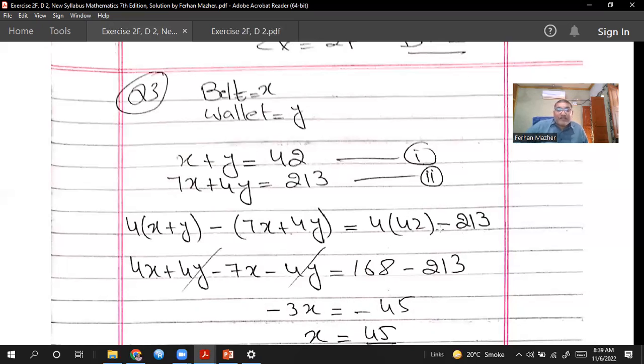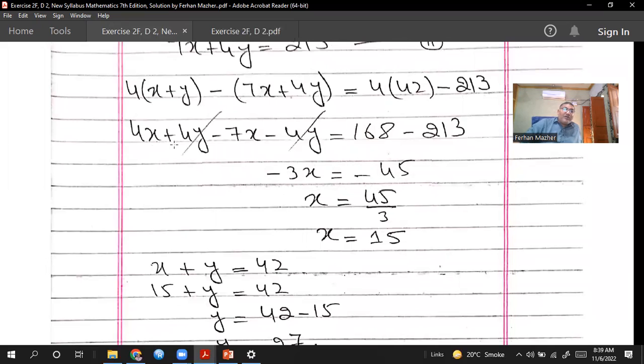Okay, so you can see we are subtracting the second equation from the first equation, but I have multiplied the first equation by 4. So you will have 4x plus 4y minus 7x minus 4y equals 168 minus 213. 4y will be cancelled. So 4x minus 7x, that will be minus 3x equals minus 45.